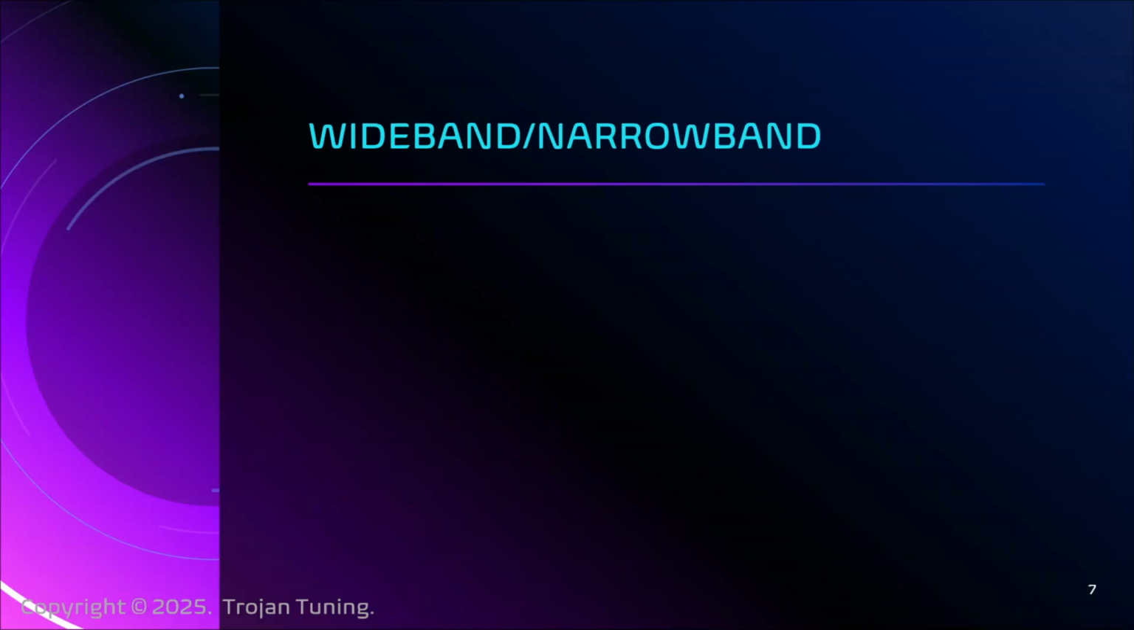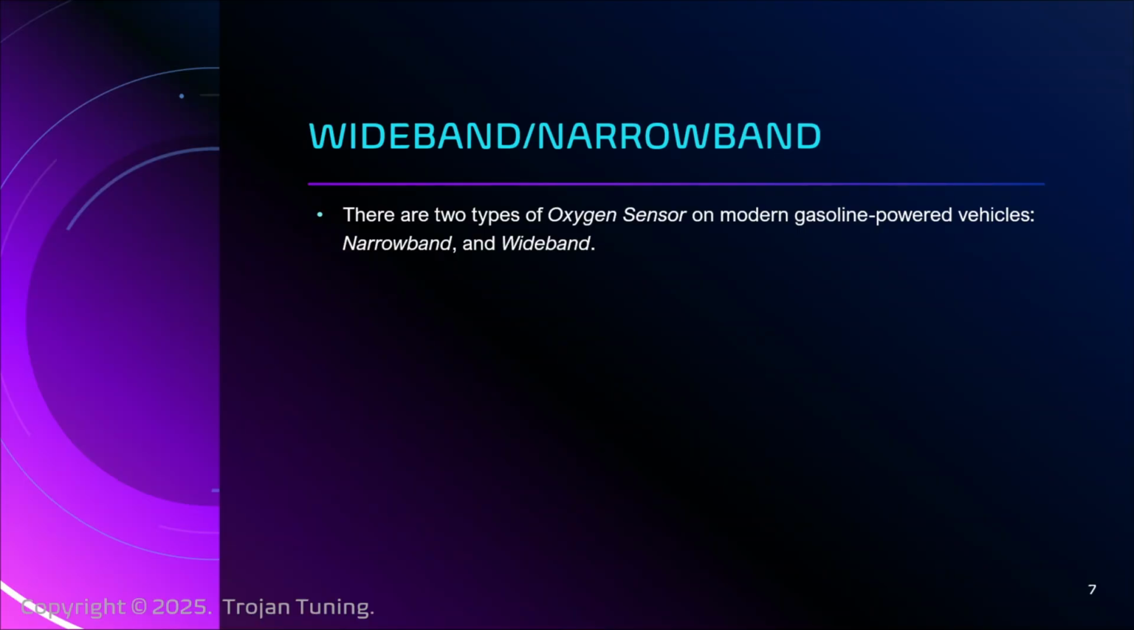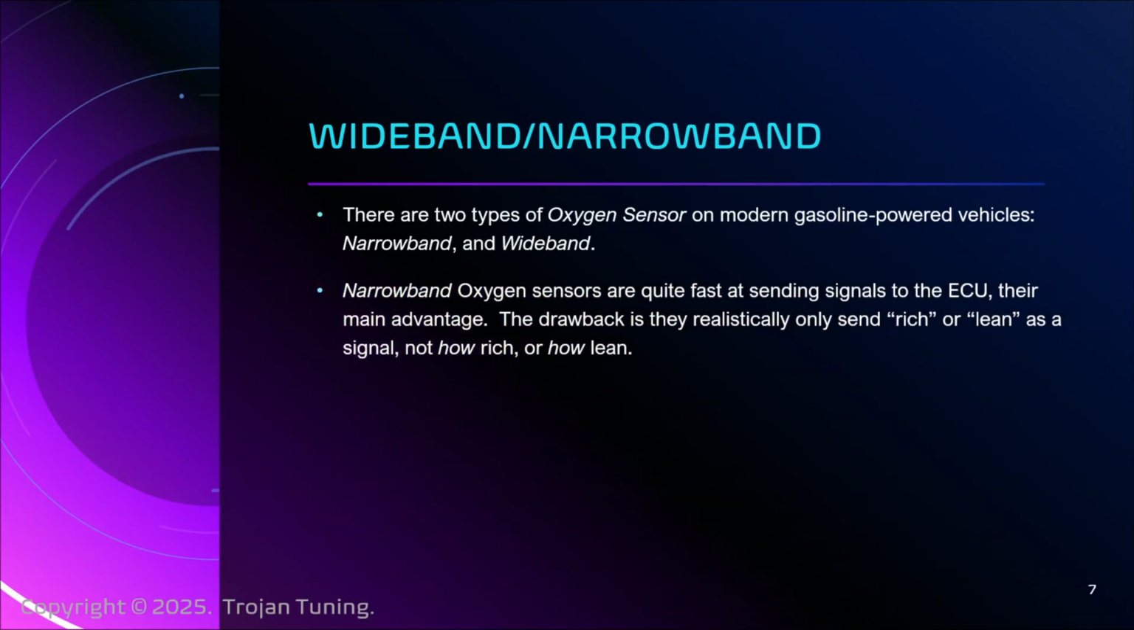Other things in the mix here. There are two types of oxygen sensor on modern gasoline-powered vehicles. You got your narrowbands and you got your widebands. A narrowband oxygen sensor is very quick at sending signals to the ECU. The narrowband typically sits, there are often four of them. They sit two pre-catalytic converter, two post-catalytic converter.